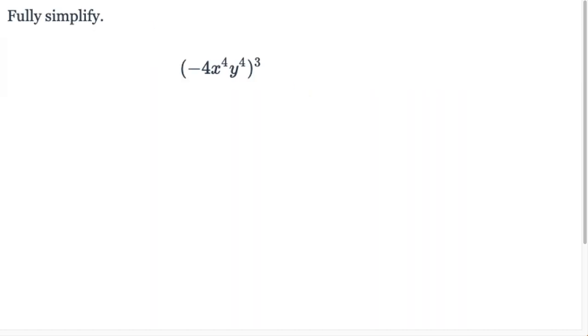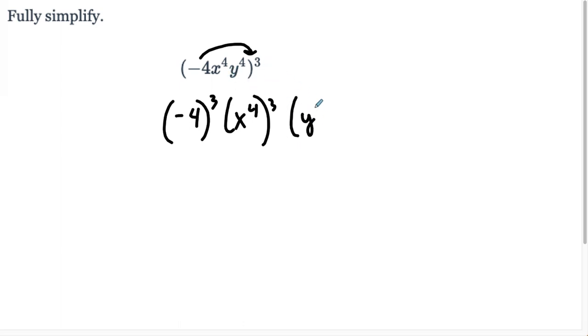Okay? So let's take a look at this one. Again, this is not negative 4 times 3. This is negative 4 to the third power, and then x to the fourth power to the third power, and then y to the fourth power to the third power. Okay, that is the long way. But we are not multiplying this coefficient with this exponent. Now we're going to say this is negative 4 to the third power, which is negative 4 times negative 4 times negative 4, which is negative 64.